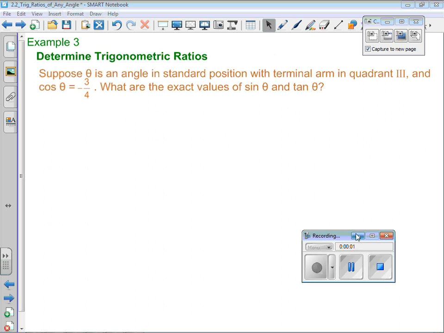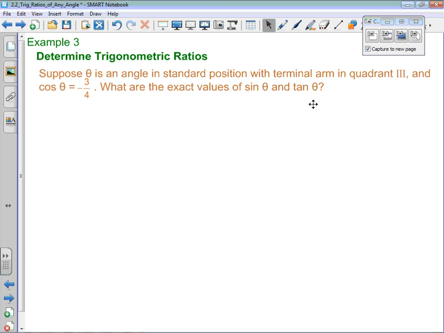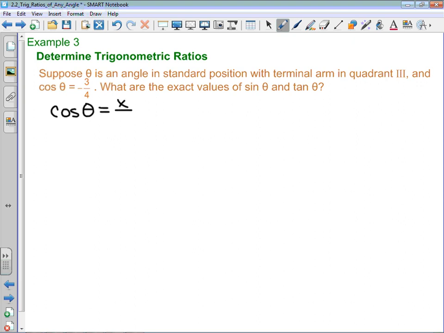Example 3 in 2.2 for Math 20-1 is actually very similar to example 1. They've just given us the information in a bit of a different way. So right away, I think it is important that if we want to know the exact values of sine theta, tan theta, and usually cos theta, I'm going to start this question with a quick reminder that cos theta is x over r, sine theta is y over r, and tan theta is y over x.